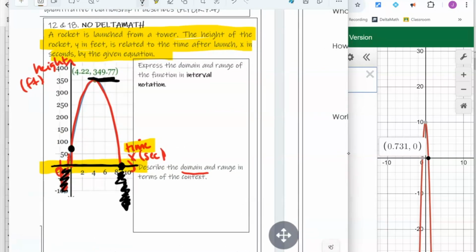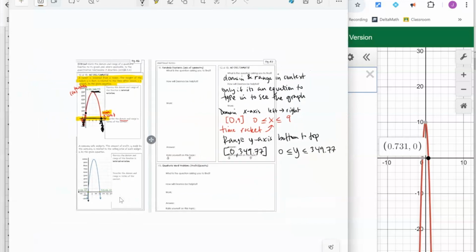So then I'm talking about the height, right? So we're looking at the height in feet. Okay. So I need something that describes, okay? So I need something that talks about height, right? And rocket. And you can mention, you know, from 0 to 349. So I can say, okay, the range in this context represents the total height that the rocket reached from the ground to 349.77. Something along the lines of that, okay?